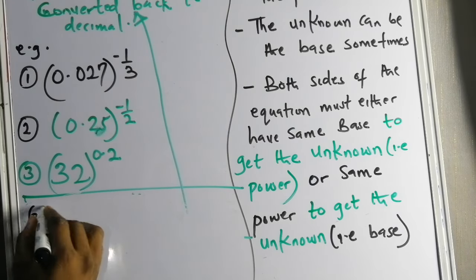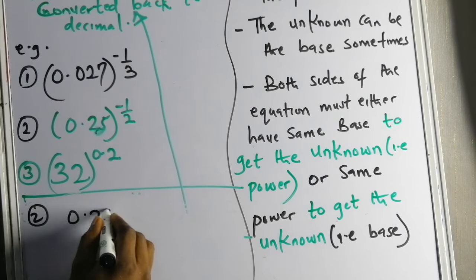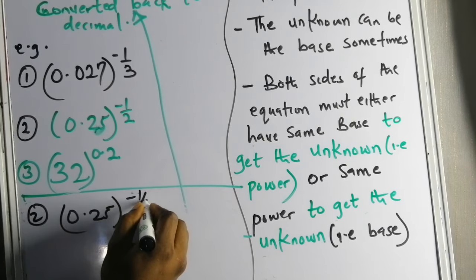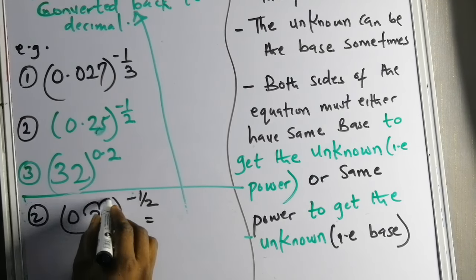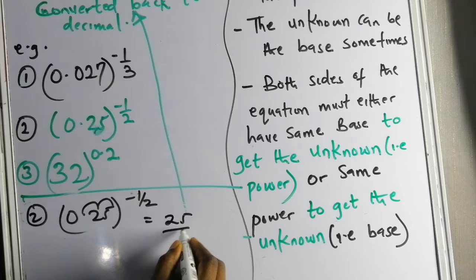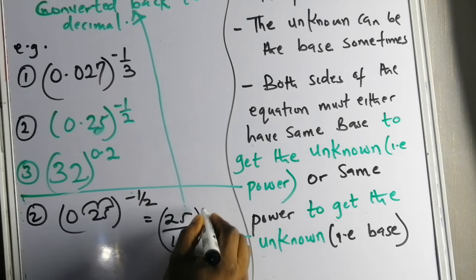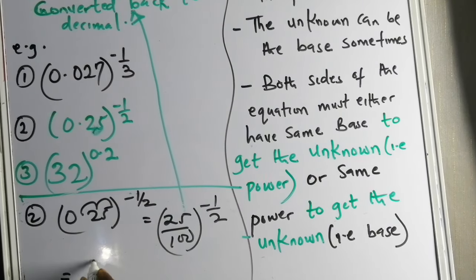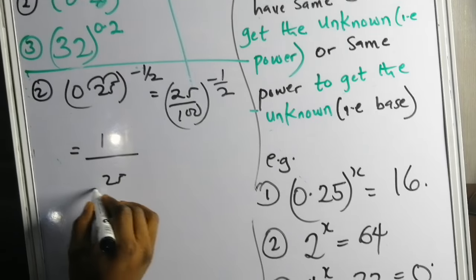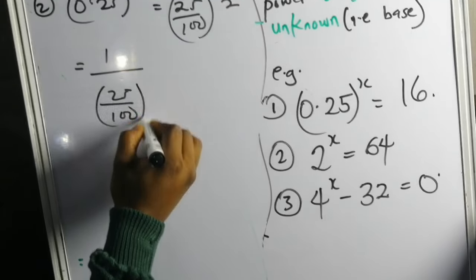So for number two, we have 0.25, that's to the power minus half. This is the same thing as saying I'm moving the point two times. That's 25 over 100, all over minus what? Half. And it's the same thing as saying 1 over 25 over 100, that's half.